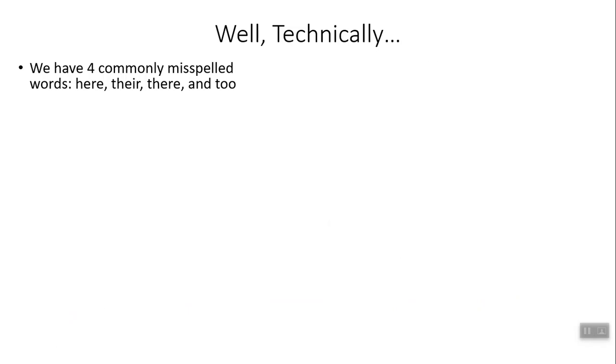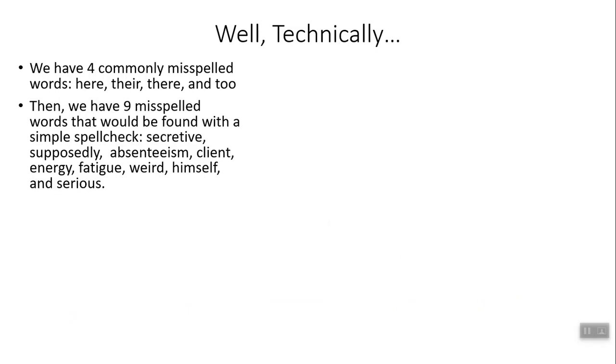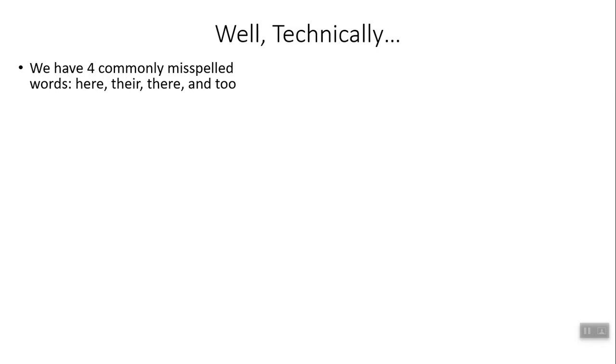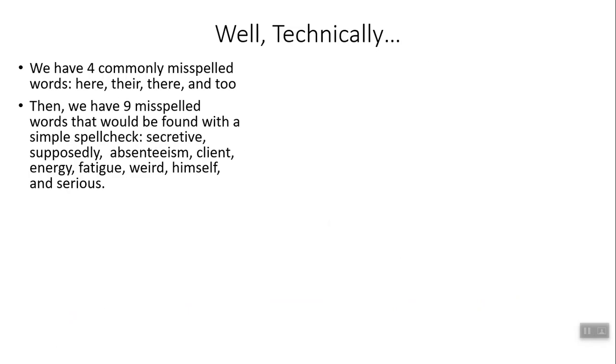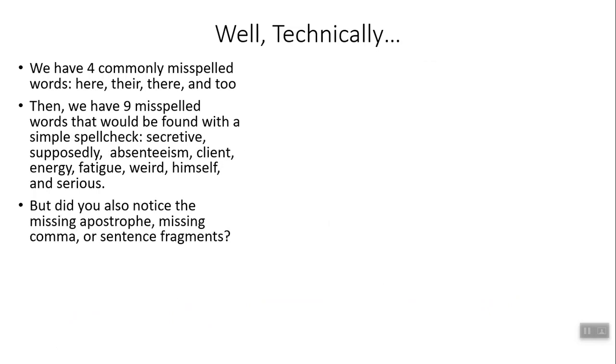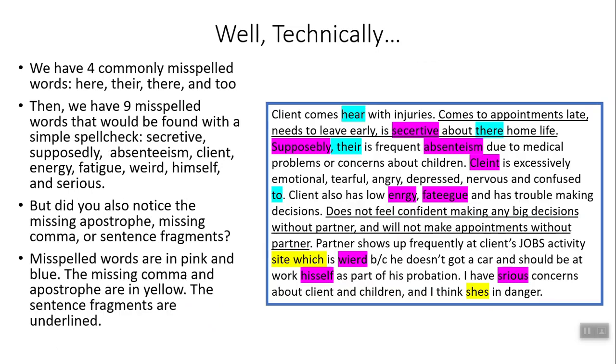We had 4 commonly misspelled words: here, there, and to. So we'll see in a minute where those were. Then there were 9 misspelled words that could have been found with a simple spell check. So running it through spell check could have found secretive, supposedly, absenteeism, client, fatigue, energy, weird, himself, and serious. Did you also notice the missing apostrophe, missing comma, or sentence fragments?